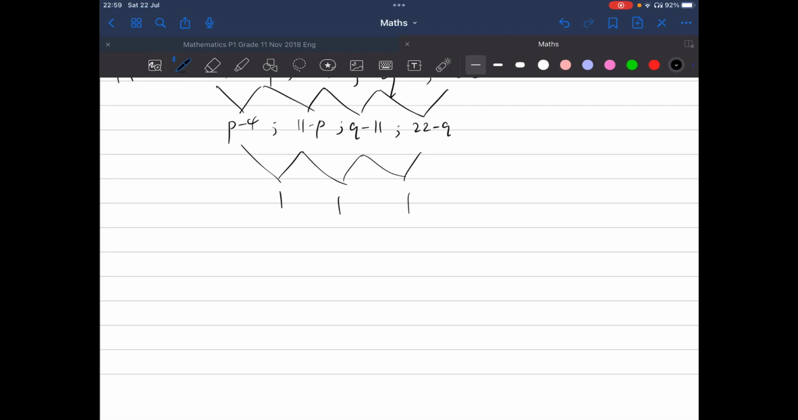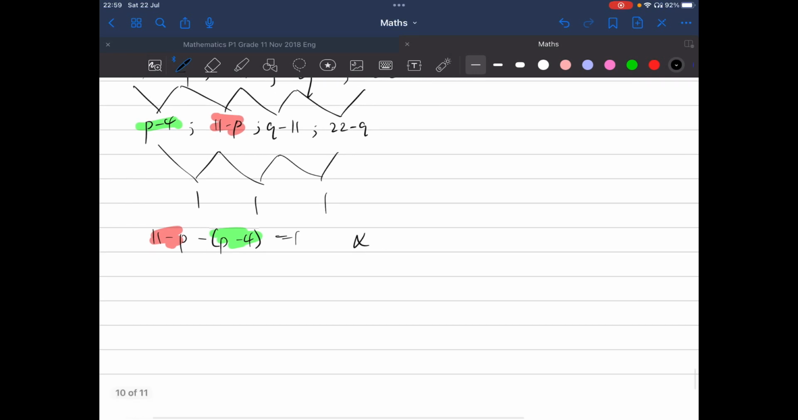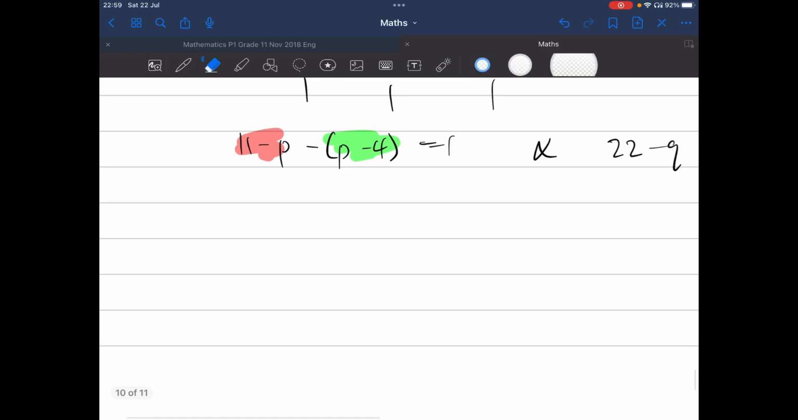Okay, so if I take 11 minus p minus 4, so I took this and I subtracted it by that, right? I'm going to get 1. And when I do that for the other two, so I say 22 minus q minus 11, I must also get 1. So let's solve for these now.